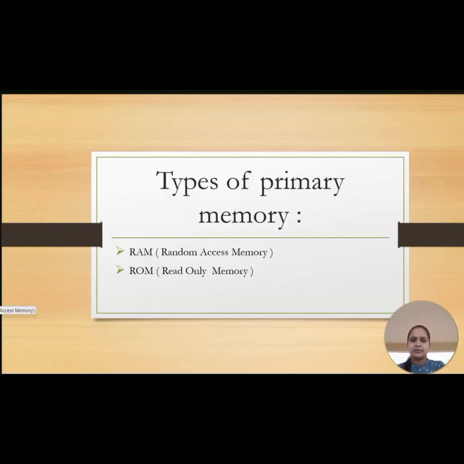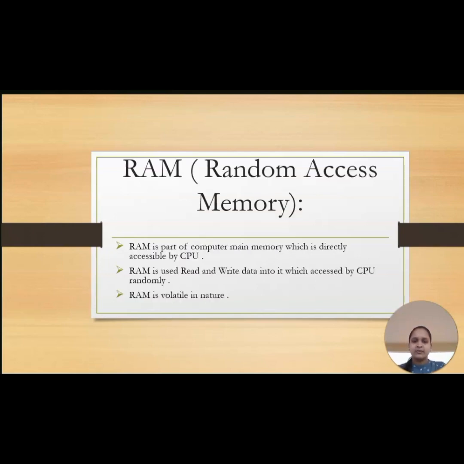Types of primary memory. The primary memory is considered to be of two types, RAM and ROM. RAM is random access memory, and ROM is read-only memory. RAM is a part of the computer's main memory and is directly accessible by the CPU. We use RAM to read and write data, accessed randomly by the CPU. The RAM is volatile in nature.